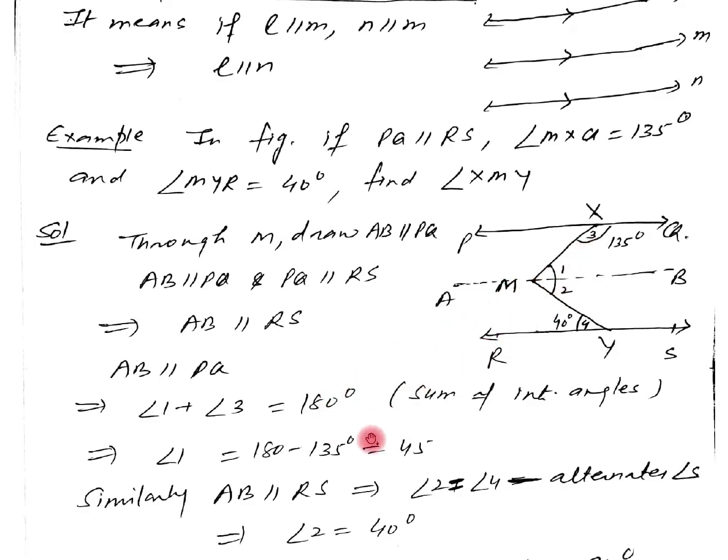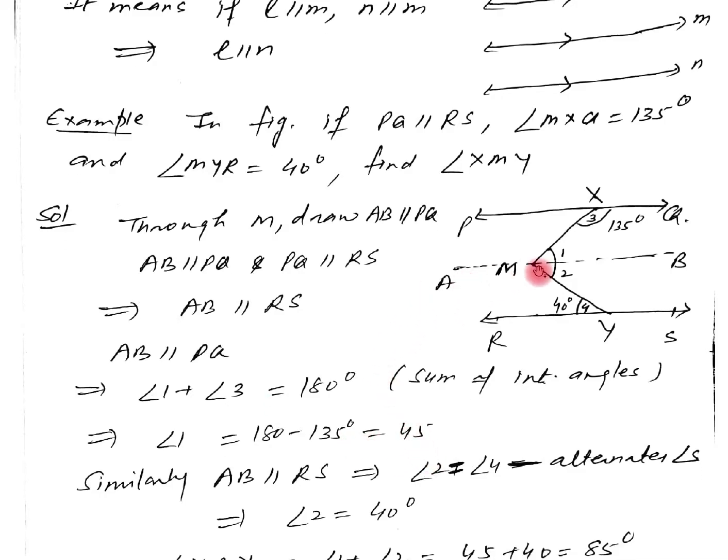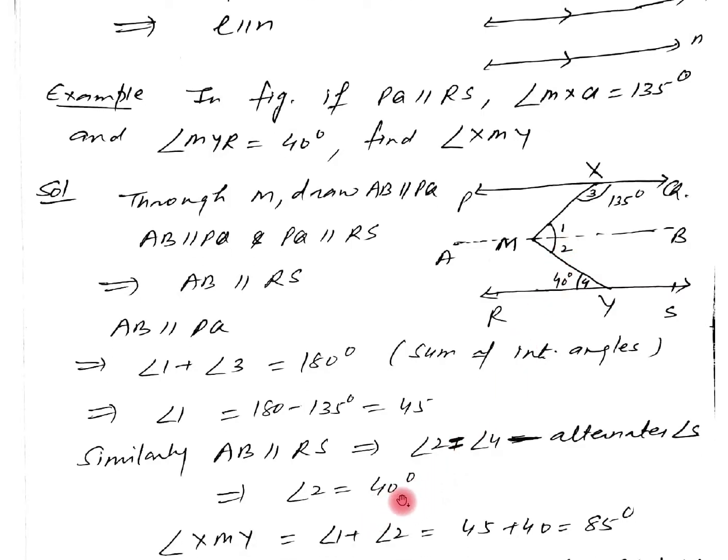Putting the value of angle 3 equal to 135 degrees, we get the value of angle 1 equal to 180 minus 135 equal to 45 degrees. Similarly, AB is parallel to RS, so angle 2 equals angle 4. These are alternate angles. Now angle 4 is 40 degrees. Therefore angle 2 must be equal to 40 degrees.